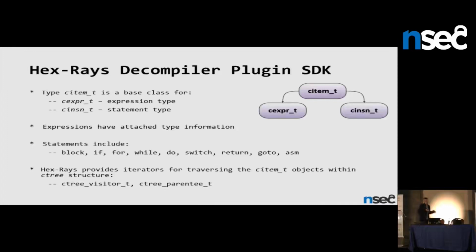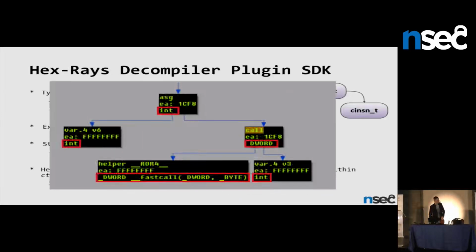A statement may be a block, which is in curly brackets, or an if, for, or while. Expressions are everything that has a type. You can do whatever you want with the ctree structure, but you have to make sure that the type information is consistent, as shown here. Like if you're assigning into an integer, you have to assign a similar type.